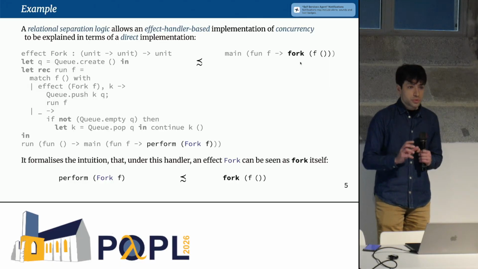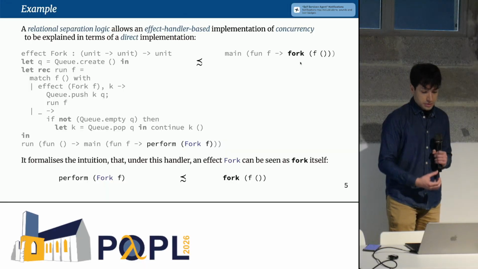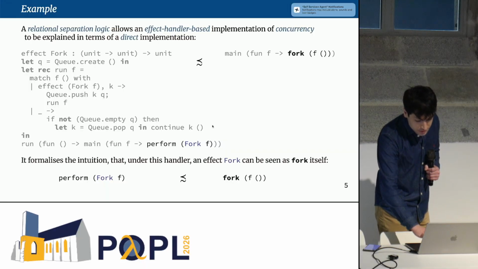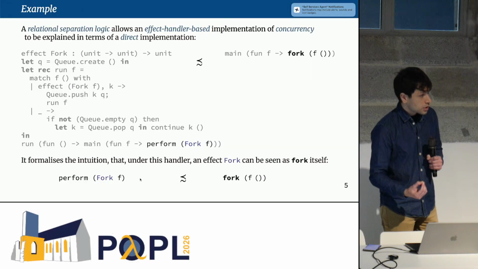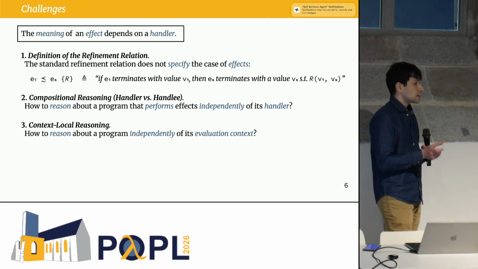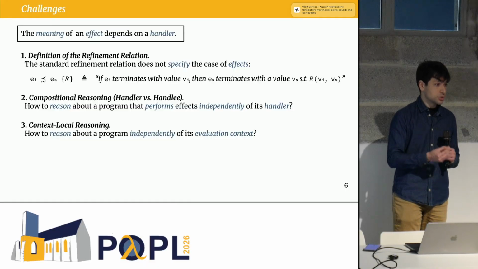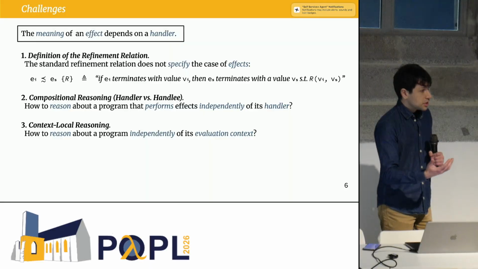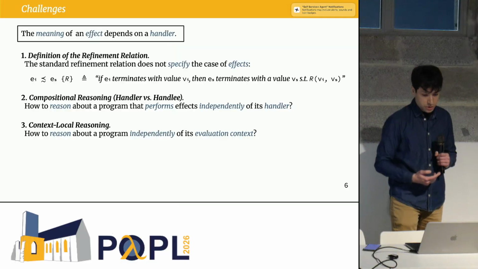But it also reveals some difficulties in formalizing this statement, because here we are reasoning about a fork effect in isolation of its handler. The issue is that an effect only has meaning under a handler. Its meaning depends on a handler. And this issue is going to come up in three challenges to design a relational separation logic for handlers.